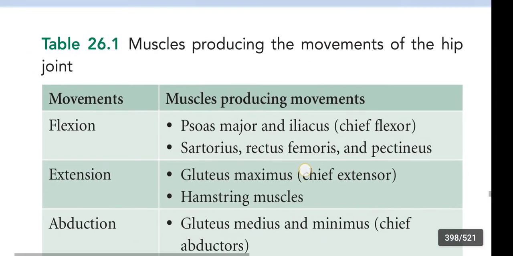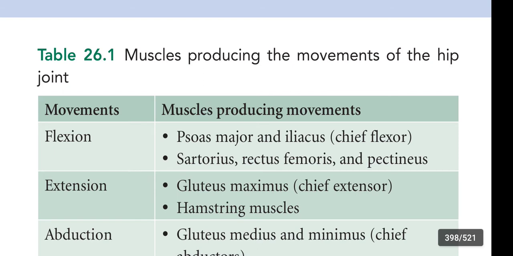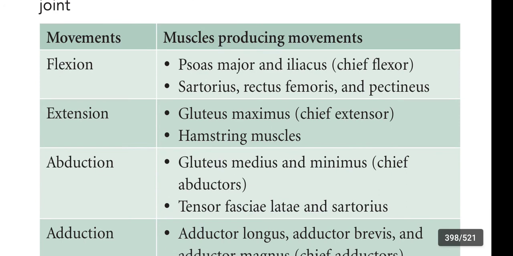See this figure. This table shows the muscles producing the movement of the hip joint. Flexion: psoas major and iliacus are chief flexors, sartorius, rectus femoris, pectineus. In extension, gluteus maximus is the chief extensor, and hamstring muscles.